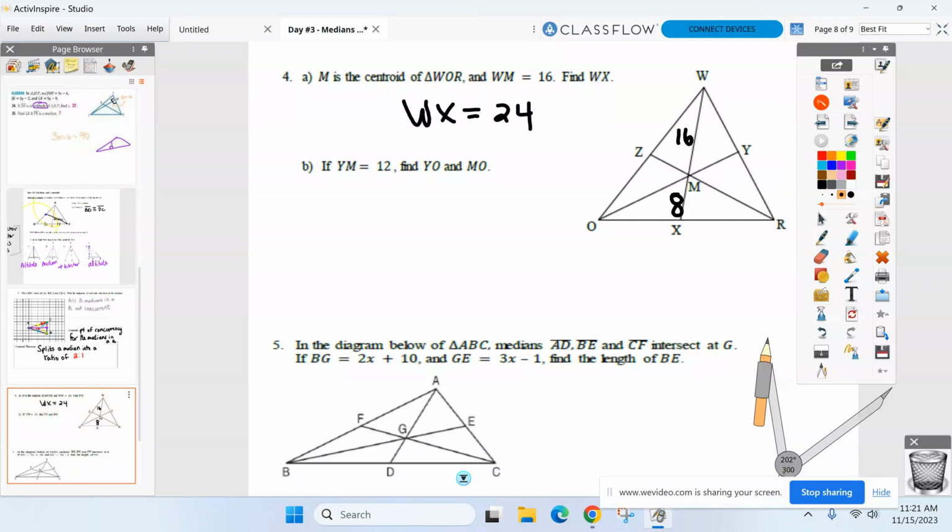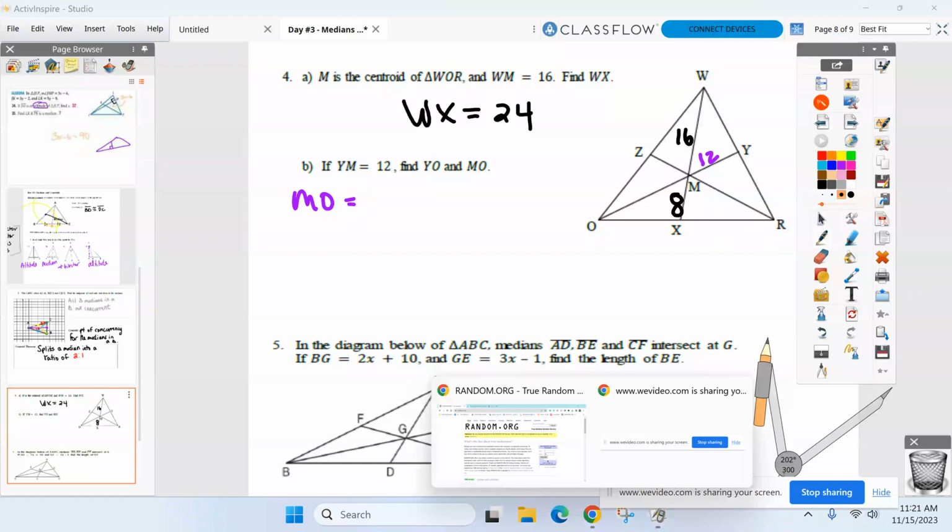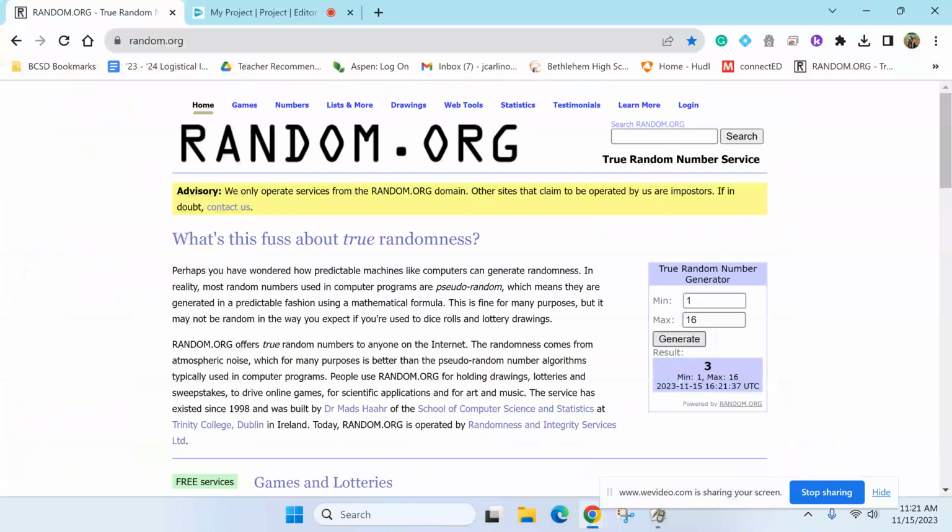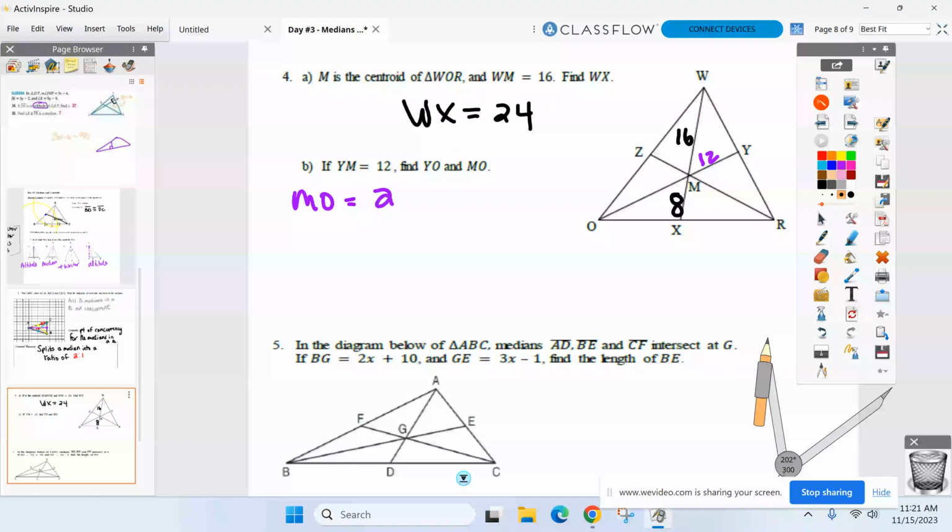And part B now, YM is 12. How about YO and MO? If YM is 12, M's the centroid, breaks the median up in a ratio of 2 to 1. Let me start with MO. What do you think the length of MO is here? 24. Yep, you double it. And I won't ask anybody for YO. Hopefully we can all add 24 and 12. Get 36.